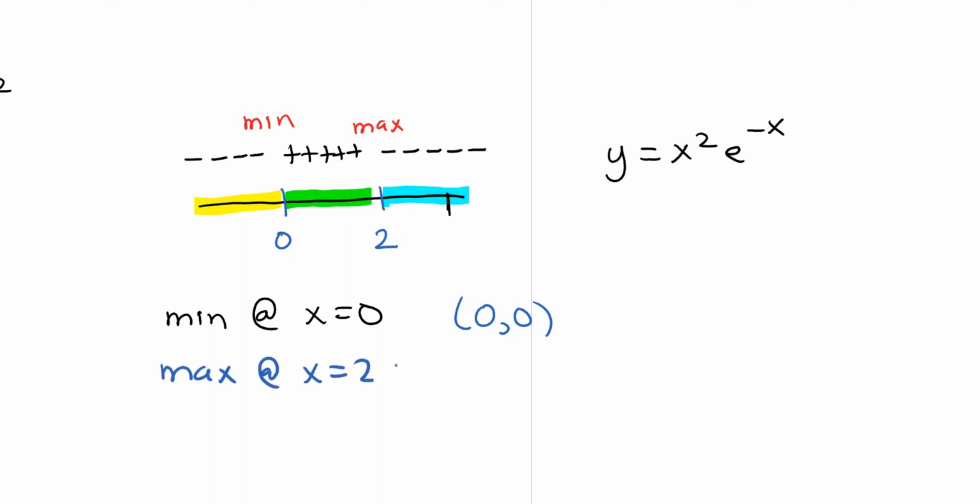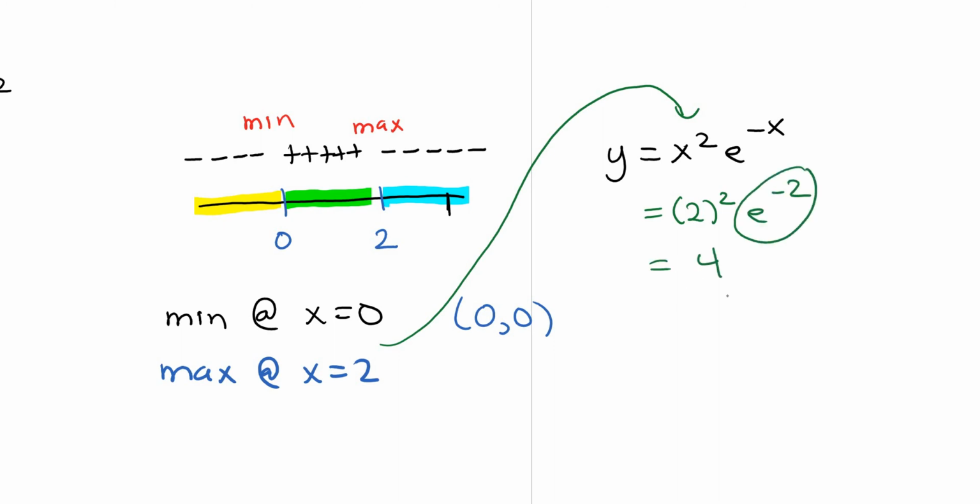And then I have a max at x equals 2. And if I plug in 2 back into the original function here, that's going to give me 2 squared times e to the power negative 2. 2 squared is 4, and e to the power negative 2 is the same thing as 1 over e squared. So 4 over e squared. So my coordinate here would be (2, 4 over e squared), and that's a relative max and a relative min.